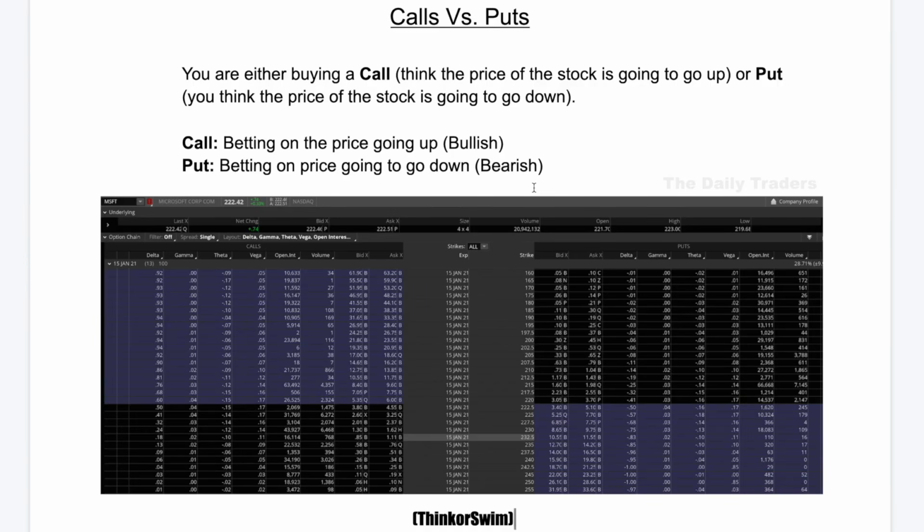A put is the opposite. So you think the price of the stock or the underlying asset is going to go down. So a call is bullish. You think the price is going to go up, and a put is bearish. You think the price is going to go down.